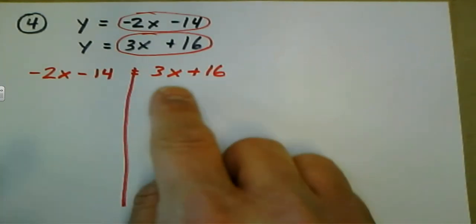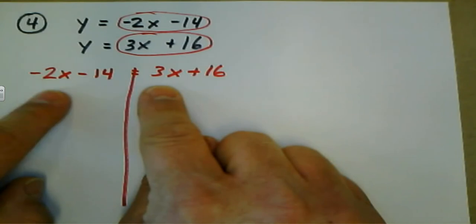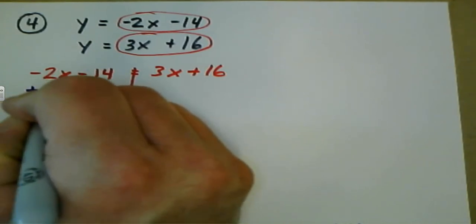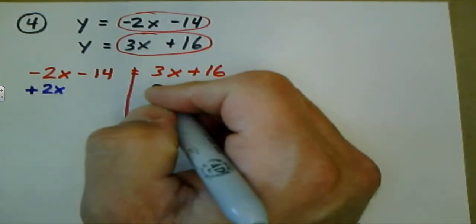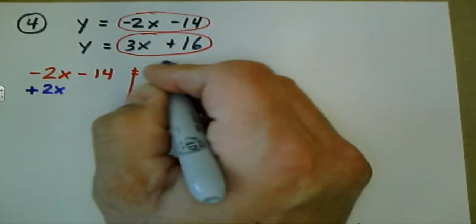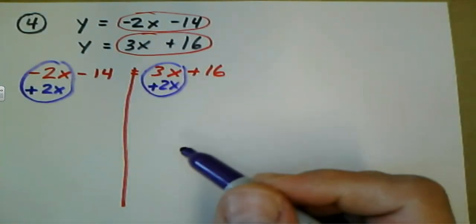Do we have an extra variable? Sure we do. We have one over here and one on that side. So we need to get rid of one. I prefer the lowest, which happens to be in this particular case, negative 2x. So I'm going to add. Notice I do the opposite. If it's minus, I add. If I multiply, I divide. So I'm going to add 2x. And I have to do it to their like terms. I can't add it to the 16 or the 14.